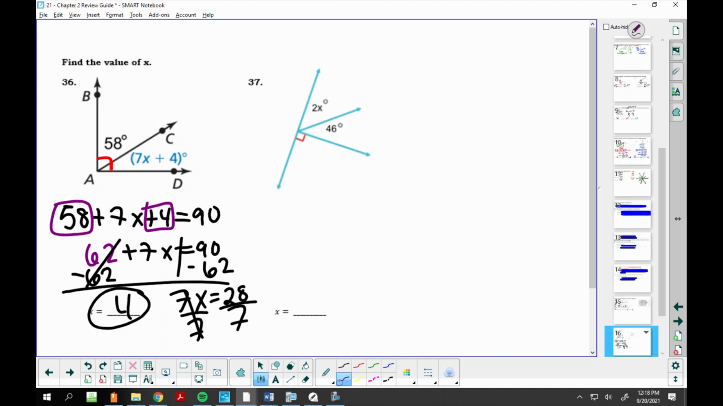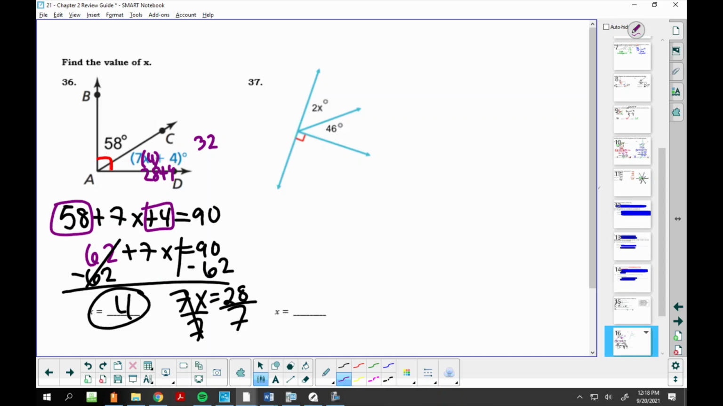Now, a good way to check your answer if you have extra time on the test: plug in 4 for x. We get 28 plus 4, which is 32. 58 plus 32, do those add up to 90? Yeah, so that's good news. That means my x value is correct.